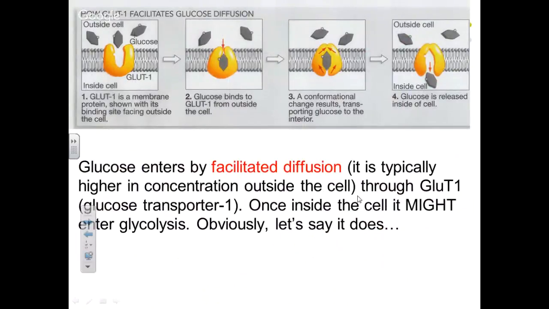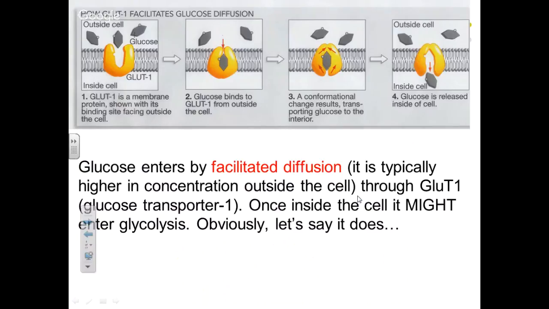Some of the stuff I put in here is not in your textbook, so you should write it down or listen. So how does glucose get into the cell? Glucose is a polar molecule, it's a sugar, so it can't pass through the membrane. Generally, it's going to go down its gradient into the cell. It goes through a membrane protein, actually called GLUT1. That picture kind of shows how it happens. So once glucose is in the cell, it might enter glycolysis, or it could be used to do other things for the cell, like a starting point for building other organic compounds. But let's say that it goes into glycolysis.